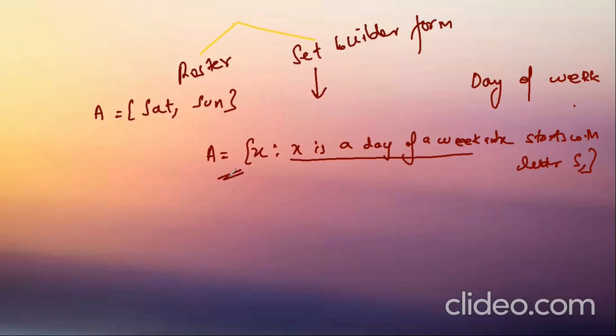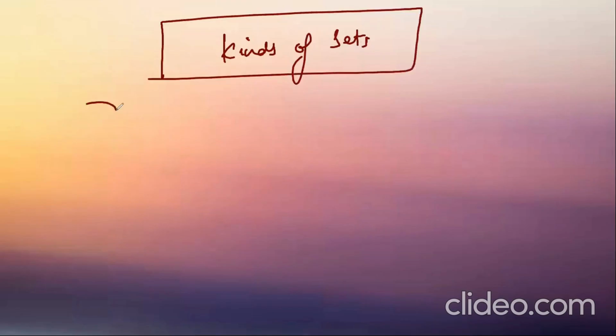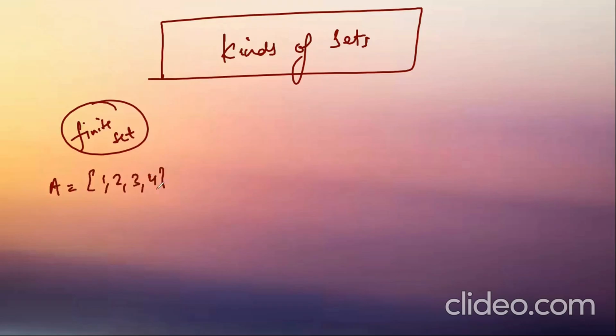Clear? Now, what are the kinds of sets? So we have so many kinds. The first one is a finite set. Finite, from the name itself, we are getting that it's a set which has a finite number of elements. Suppose I'm saying X is an element which is a natural number less than 5. So less than 5 natural numbers are 1, 2, 3, 4 only. So we have a limited number of elements, right? So we can say it's a finite set.